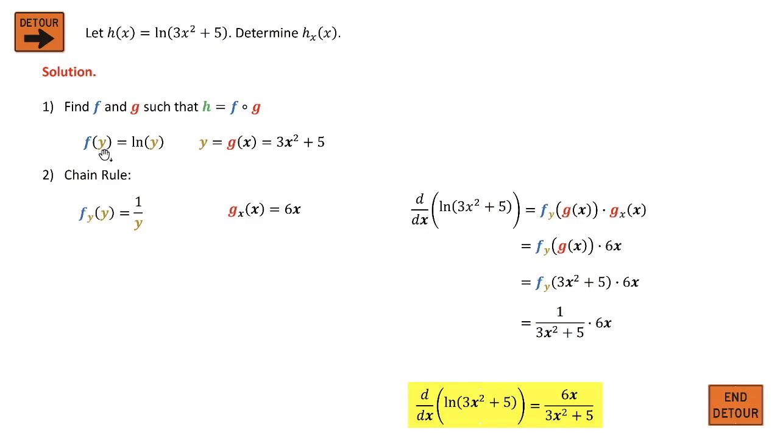So f is a function of y. F prime of y is 1 over y. G is a function of x, so g prime of x is just going to be 6x. Again, I don't need to make a meal out of this. If it's not that complicated, by all means, you don't need to put in every step.